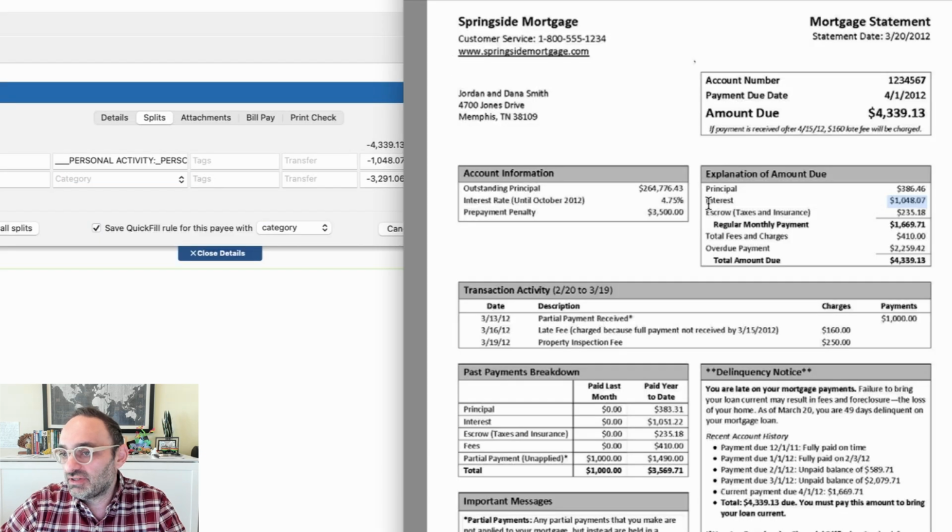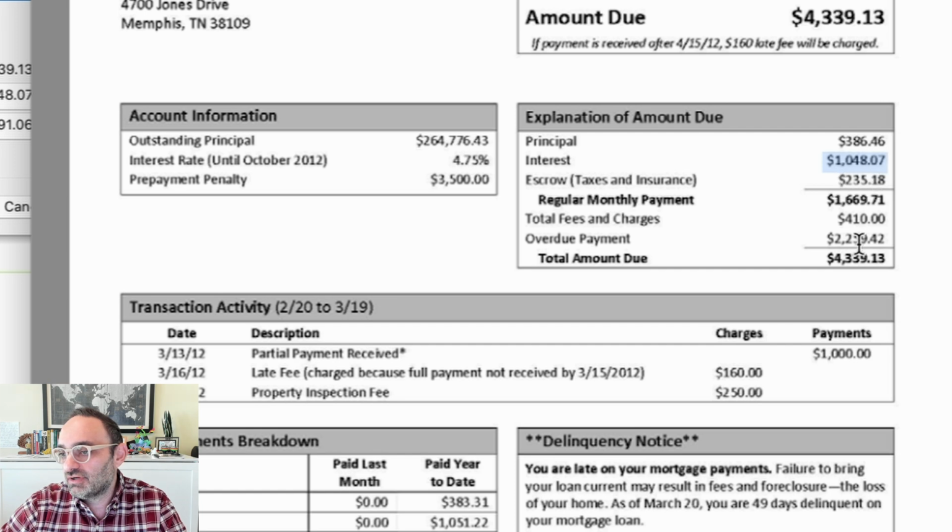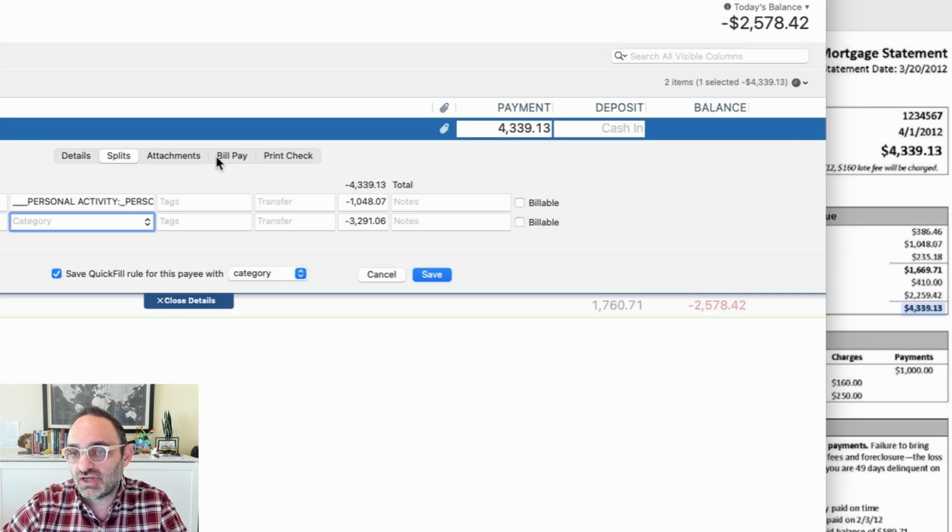And then as you can see here, we got escrow, taxes and insurance. That's also commonly referred to as impound. We sent, oh man, I'm sorry, look at this. The 4339, I didn't read this well enough. I was like, wow, for this kind of mortgage, it's pretty high. This example statement actually includes an overdue payment on that. We're not going to deal with that. So I apologize. The total of this payment is 1669.71.